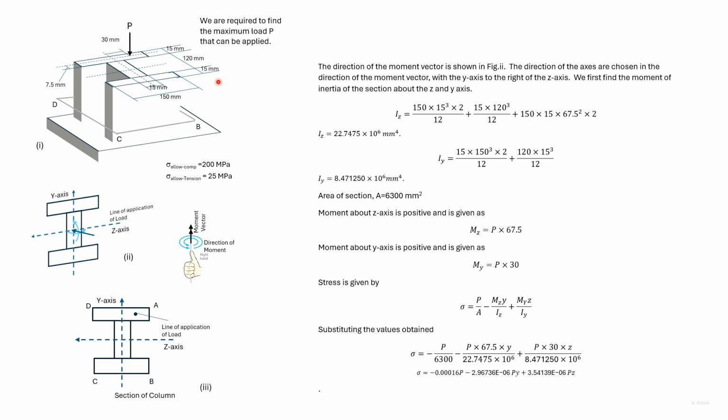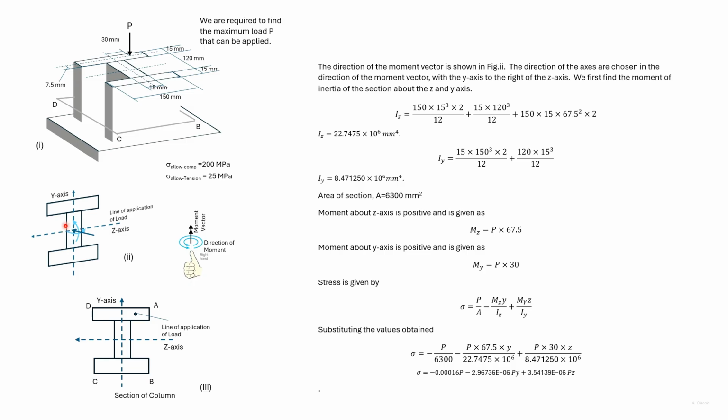Here we have an I section with a load P applied as shown. The load P is eccentric to both the axis of symmetry, and initially we do not specify the y and the z directions. Let us look at the moment that the load P will cause.